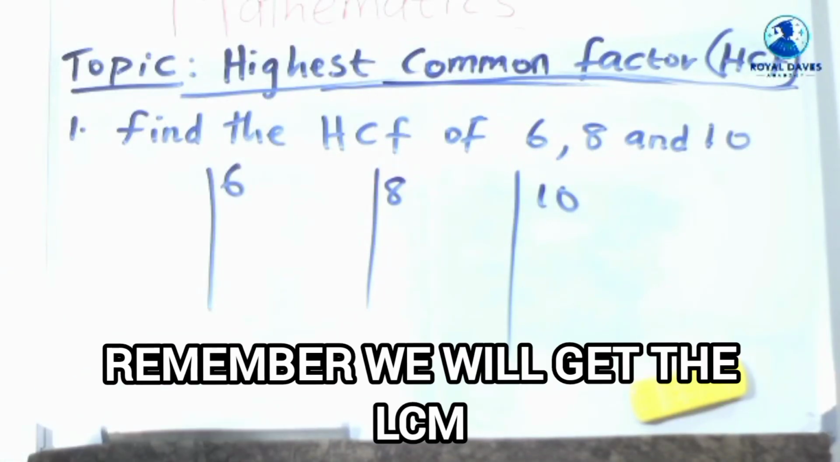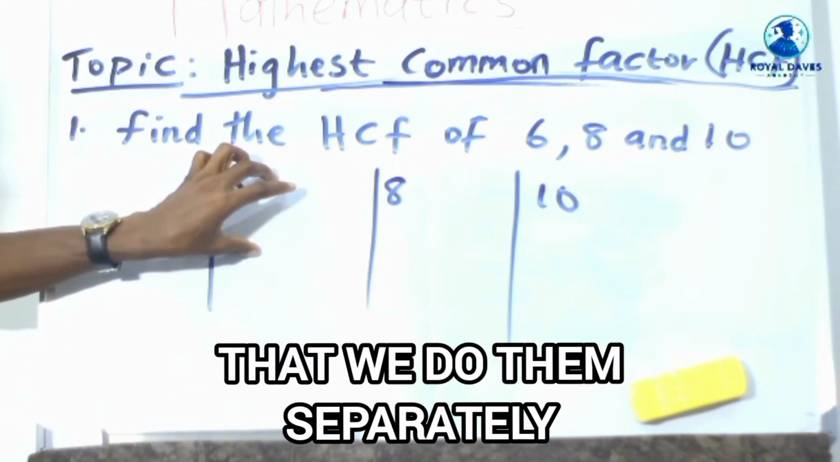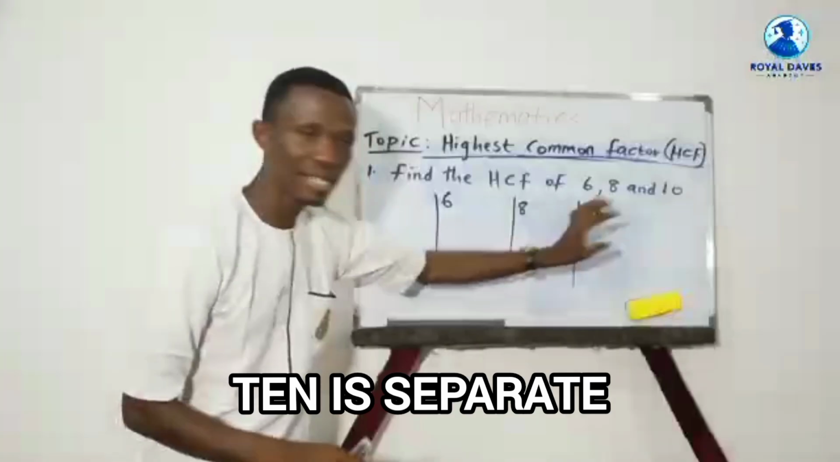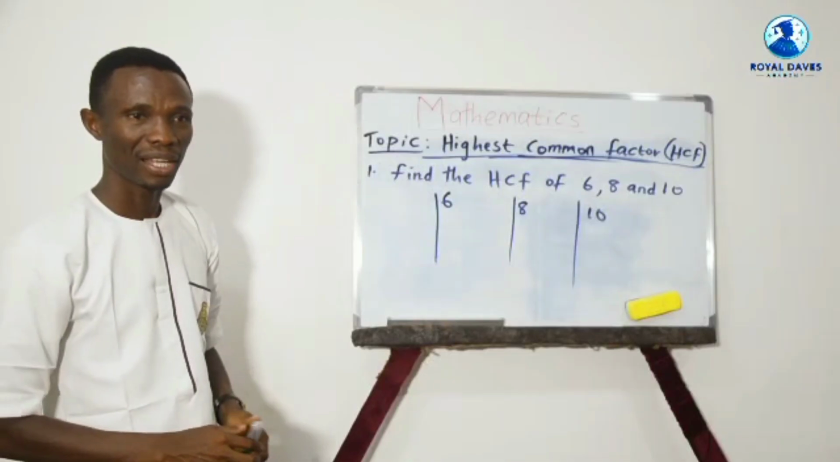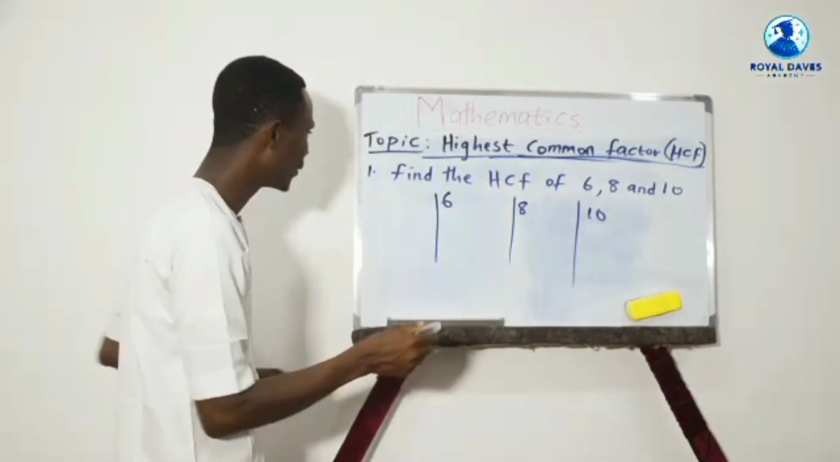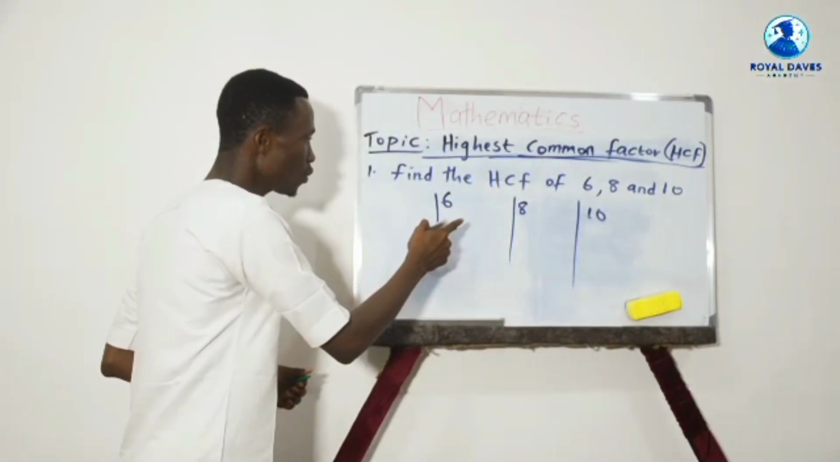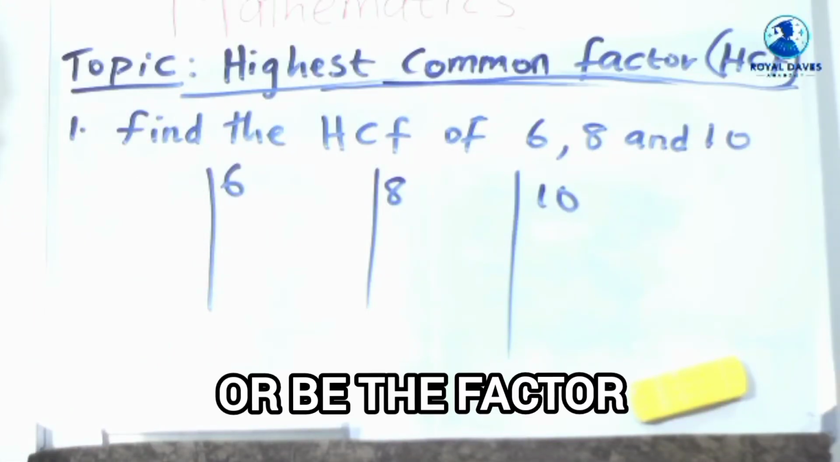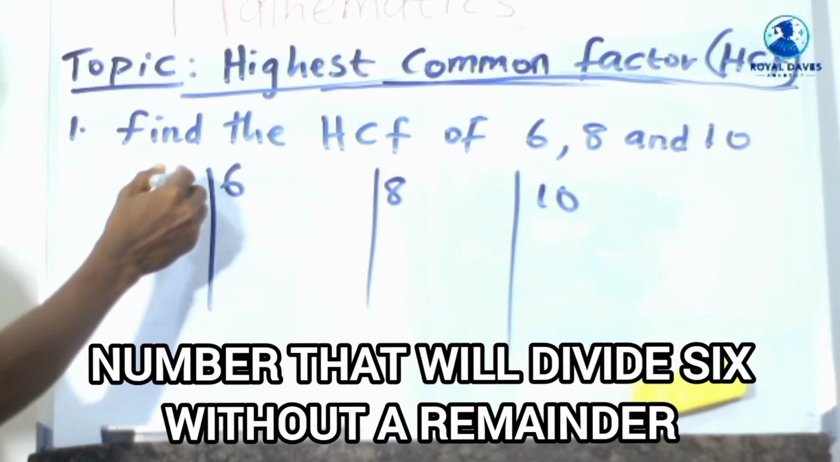Remember the way we did the LCM. But the difference here is that we do them separately. 6 will be separate, 8 is separate, 10 is separate. Now let's look at the details. We'll simply look at a number that can divide 6 without a remainder. It's 2.